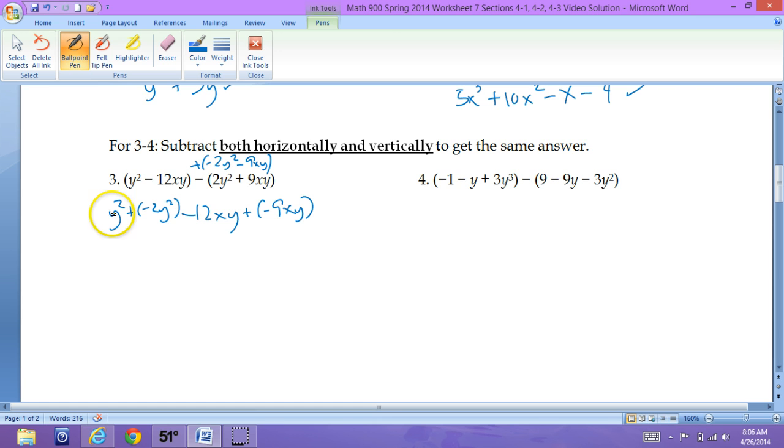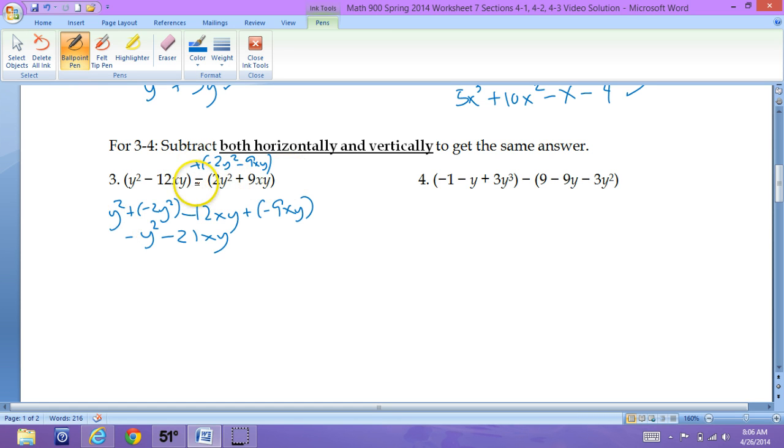And so we have y squared plus a negative 2y squared. That's just y squared, or negative y squared. And then I have minus 12xy plus a negative 9xy. It's negative 21xy.